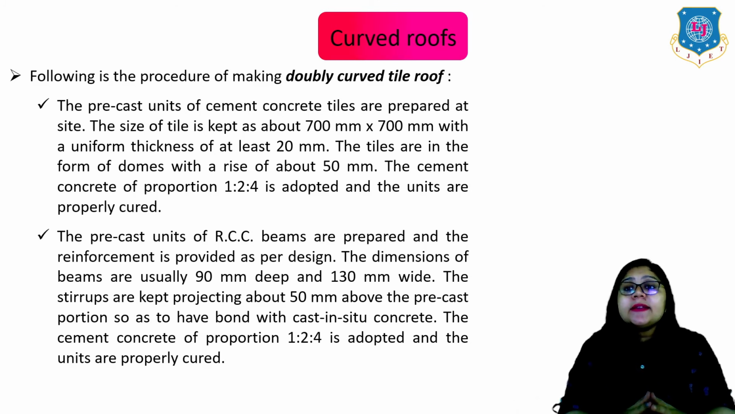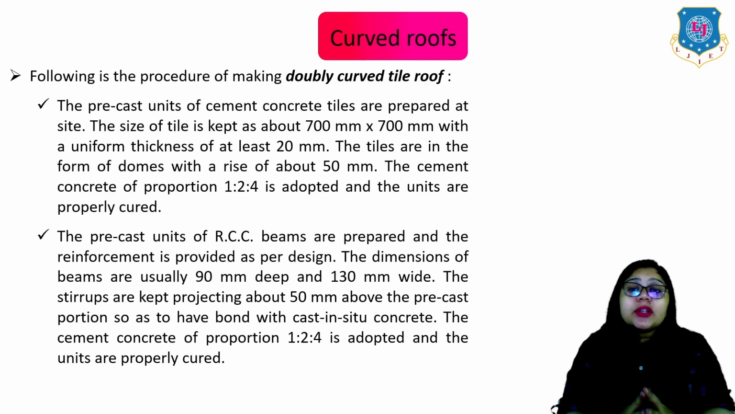First, precast units of cement concrete tiles are prepared at the site, and the size of the tile is generally kept at about 700 mm by 700 mm with a uniform thickness of at least 20 mm. The tiles are in the form of domes with a rise of about 50 mm. The cement concrete of proportion 1:2:4 is adopted and the units are properly cured.